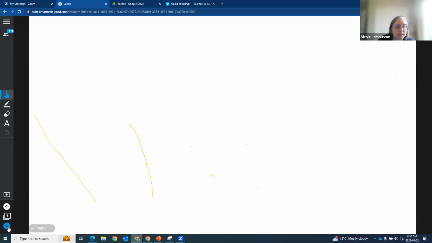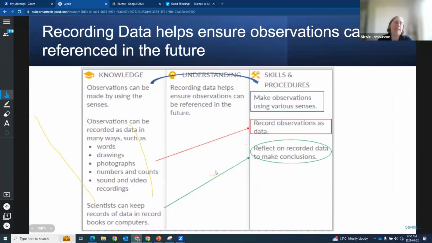All right. So now we're going to go on to the second set of cusps for grade 1, which is the understanding that recording data helps ensure observations can be referenced in the future. Again, what I've done is match the skills and procedures with the knowledge. So in order for students to make observations using their senses, they need to know that observations can be made using senses. And that's a great way to start in grade 1 for scientific methods, by the way, because in kindergarten, they're going to be learning about senses, but this group probably not. So that would be a nice little bridge to begin with.